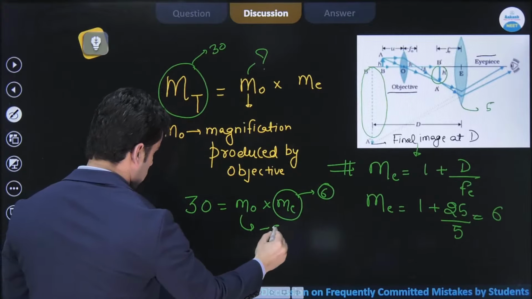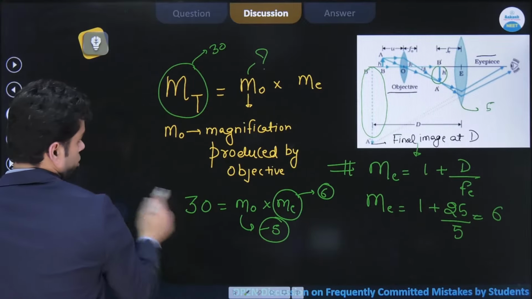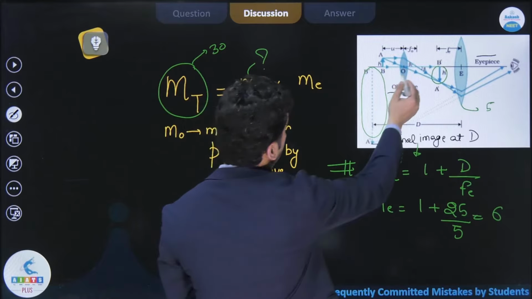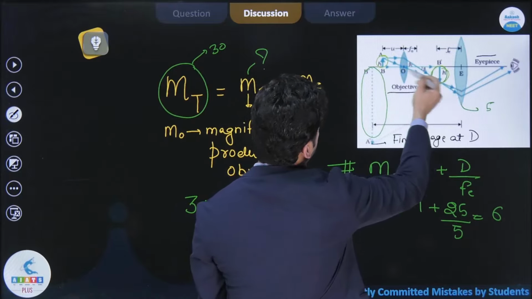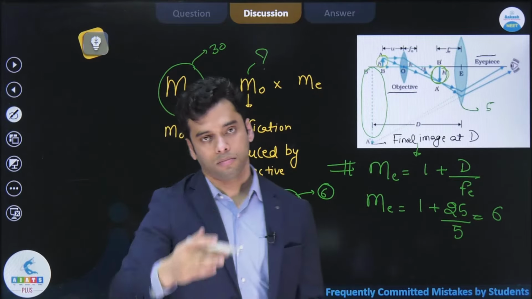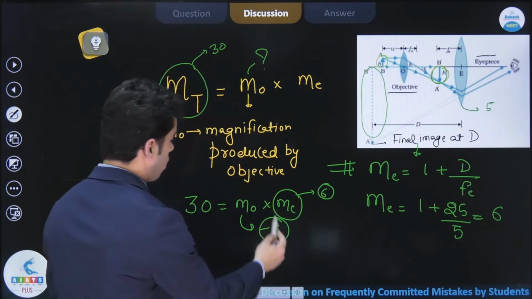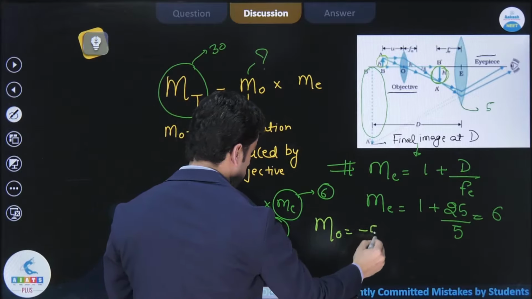ये आएगा -5. अच्छा, माइनस क्यों आ रहा है? आपको just 30 by 6 करना है, 5 आएगा. आई एम एक्सप्लेनिंग कि माइनस क्यों आ रहा है. तो बेटा माइनस इसलिए आ रहा है, ऑब्जेक्टिव के लिए ऑब्जेक्ट ये है और उसकी इमेज ये है. तो यू कैन से दैट ऑब्जेक्ट इरेक्ट है और उसकी इमेज क्या है? इन्वर्टेड है. सो मैग्निफिकेशन कितना आएगा? -5 आएगा. सो MO is equal to -5.